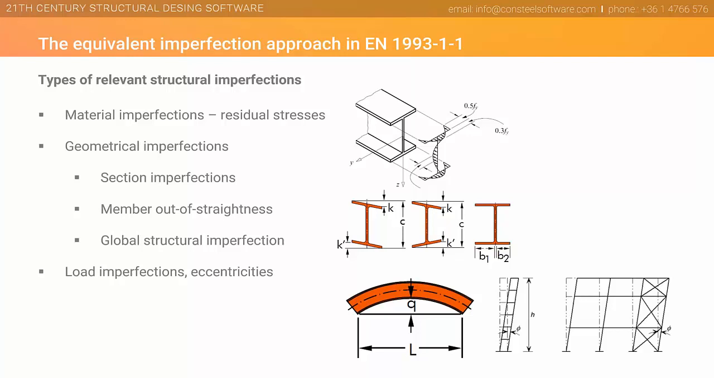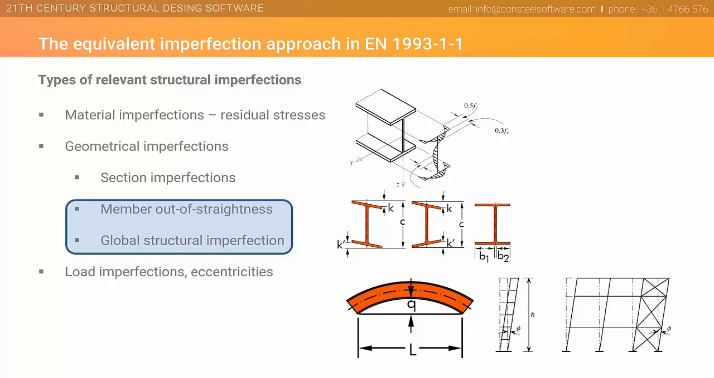So these are basically all types of the relevant imperfections which are advised to somehow consider during the calculations. Of course, directly we cannot take those into account. So what can we do? For that, there is this approach, the equivalent geometrical imperfection approach in the Eurocode and in other standards as well. What does it mean? That the geometric imperfections are the easiest way to calculate directly. So we can take directly these imperfections into account, especially the member and global structural imperfections.